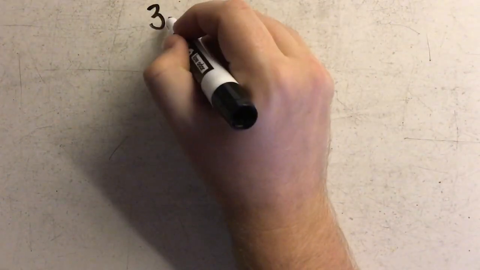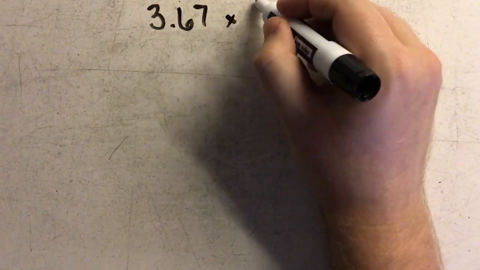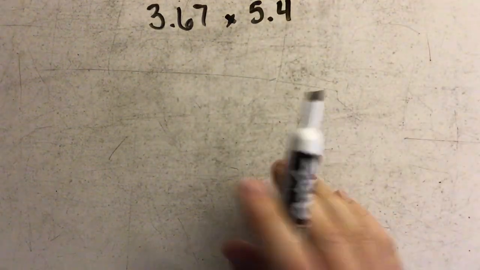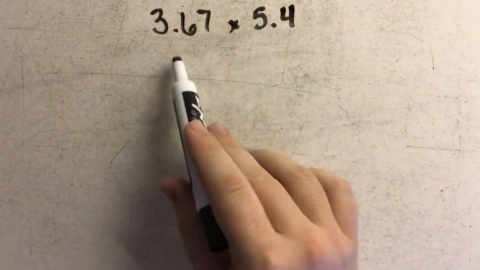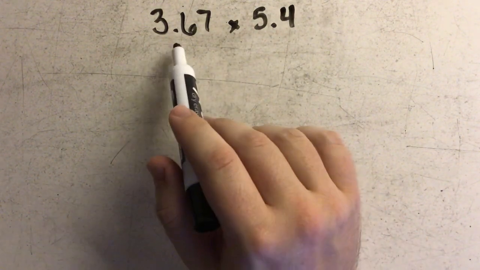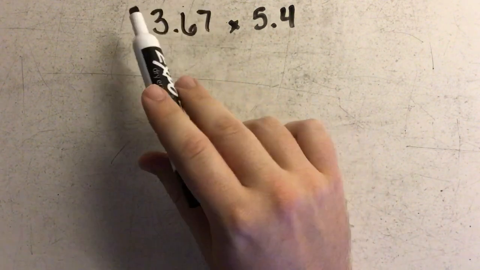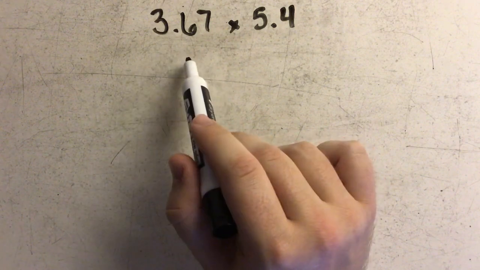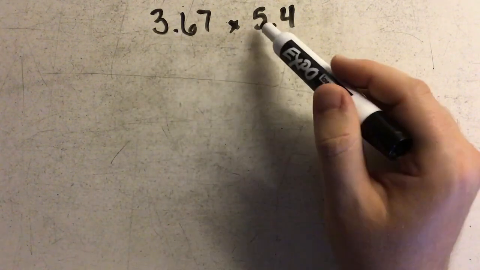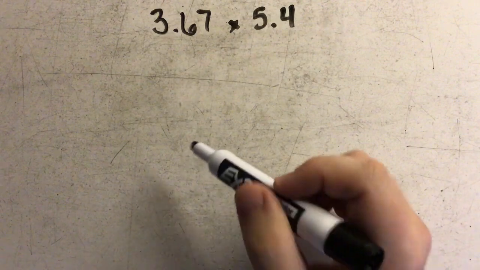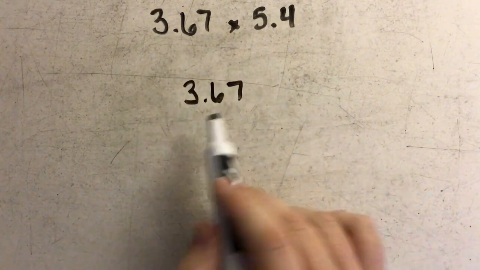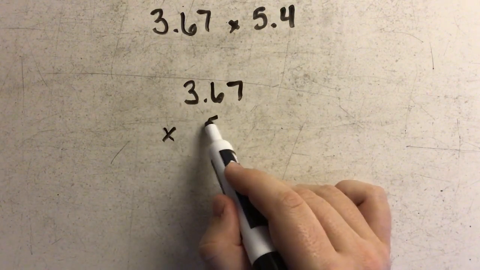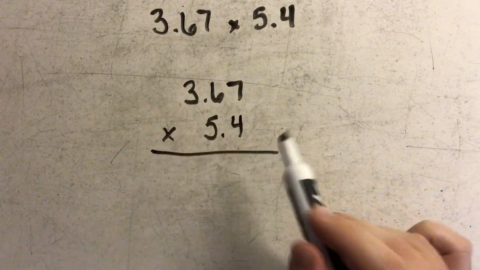Let's say I have 3 and 67 hundredths times 5 and 4 tenths. And again, I'm going to want to set my problem up so that one number is on top of the other. And typically, I'm going to want to put the number that has more digits on the top so that I have less numbers that I need to multiply by on the bottom. So I'm going to do that.